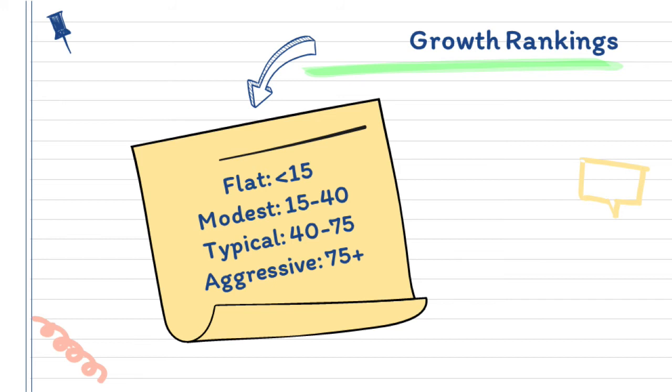A student's growth ranking can be categorized. Flat growth is below the 15th percentile. Modest growth is from the 15th percentile to the 40th percentile. Typical growth is from the 40th percentile to the 75th percentile. And aggressive growth is at the 75th percentile and above.